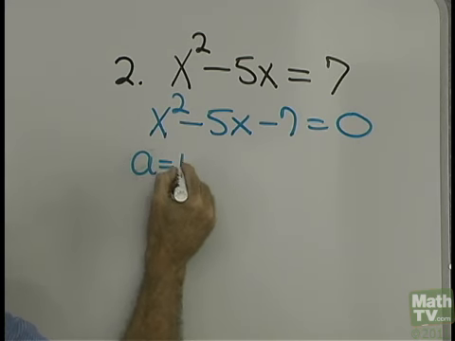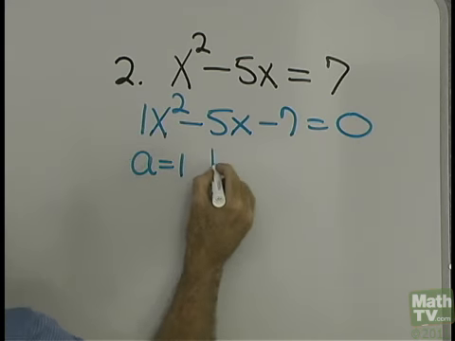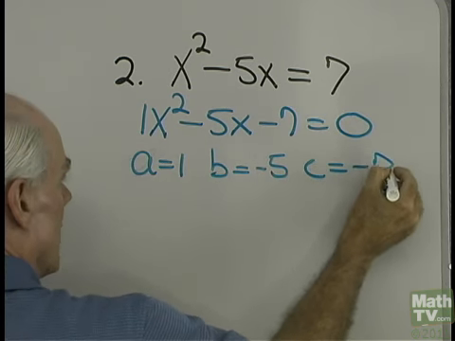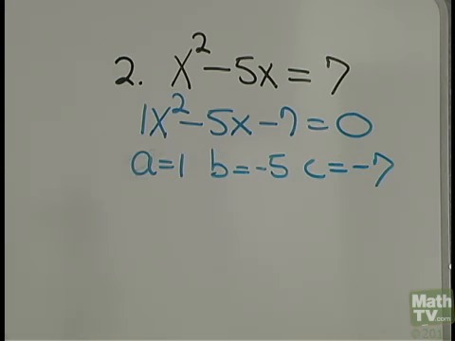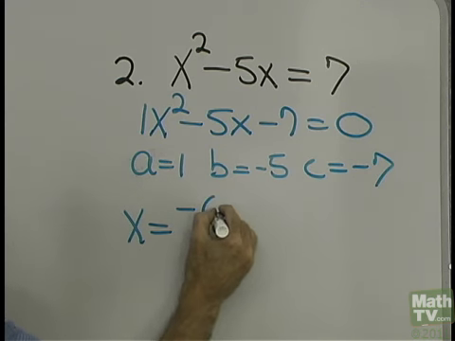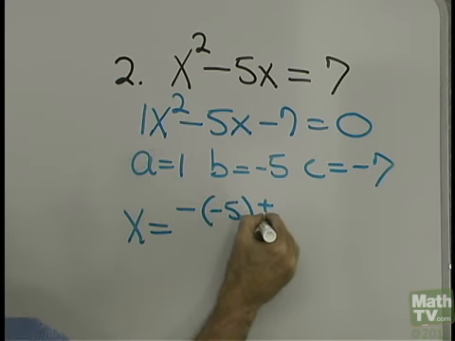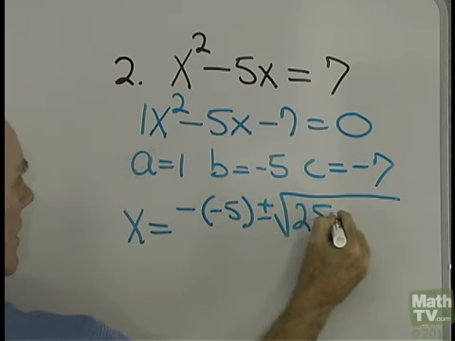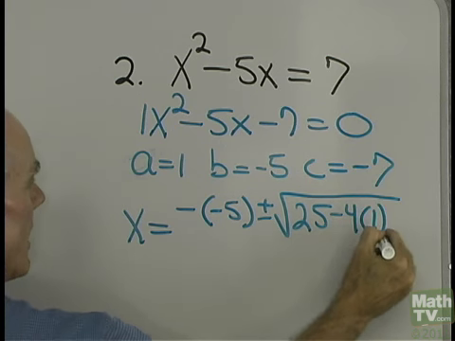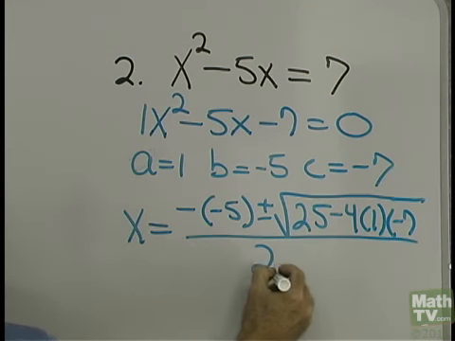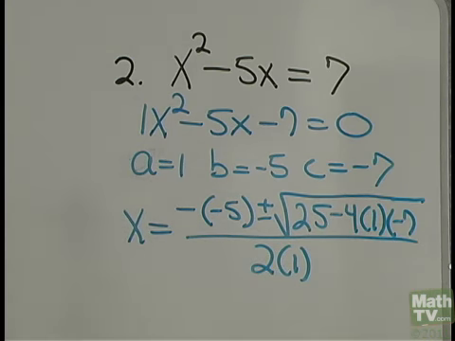A is equal to 1. That's the coefficient of x squared. B is equal to negative 5. And c is equal to negative 7. Next, I put these numbers into the quadratic formula. So x is equal to negative b plus or minus the square root of b squared minus 4 times a times c. All that's divided by 2 times a.